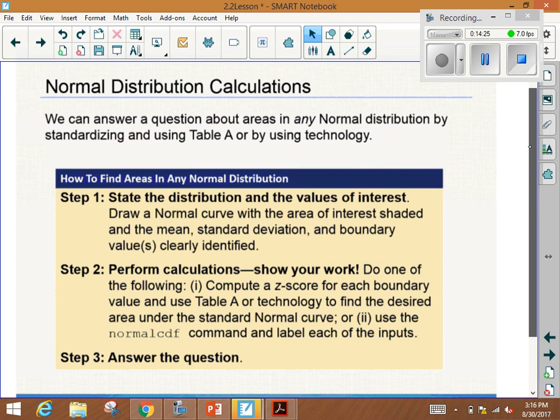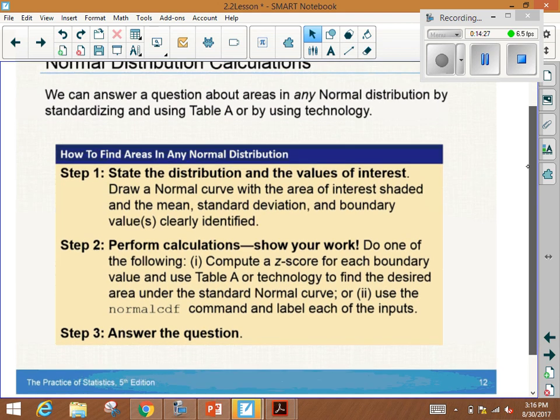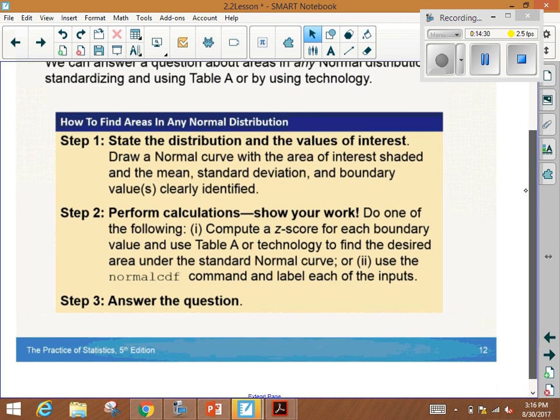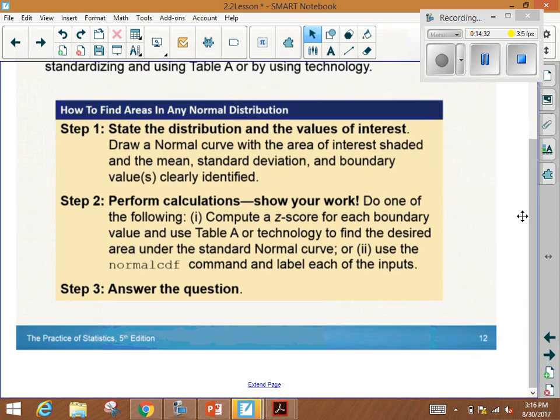So these are the steps that we're going to use to answer questions about areas. We always have to draw the distribution. So you draw tons and tons of normal curves as you go through this. Always draw it, and then always label our values of interest. Please, please shade the area that you're trying to look for. That proportion is represented as an area. And we'll get into how to do that, and see lots of examples in class as well.